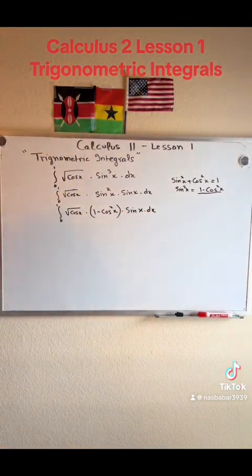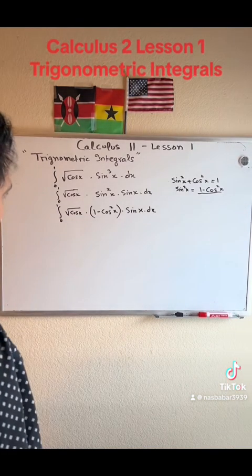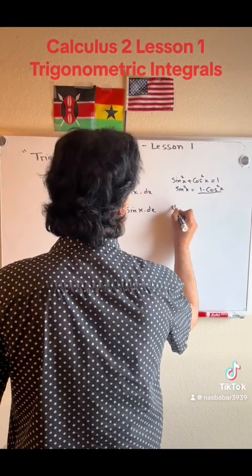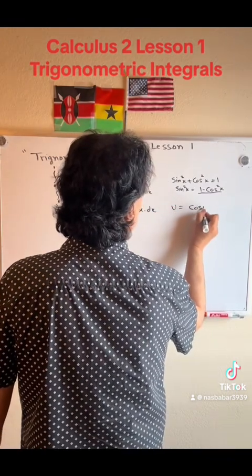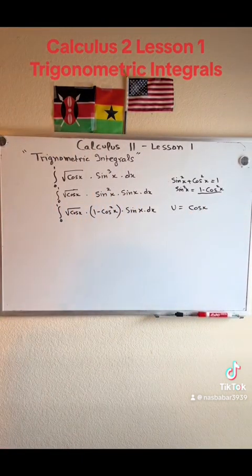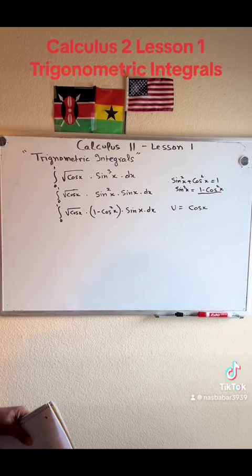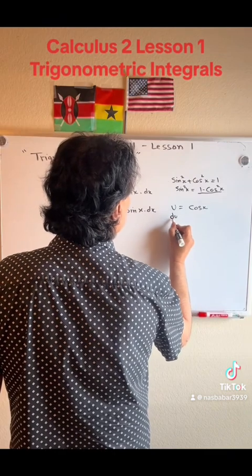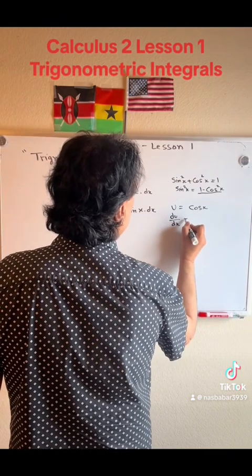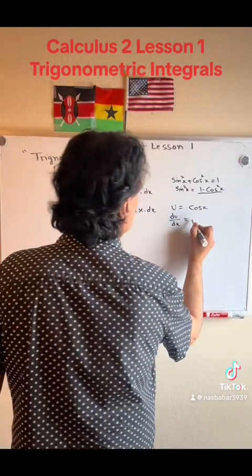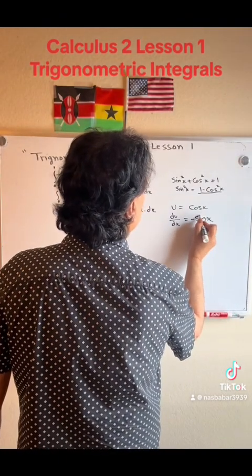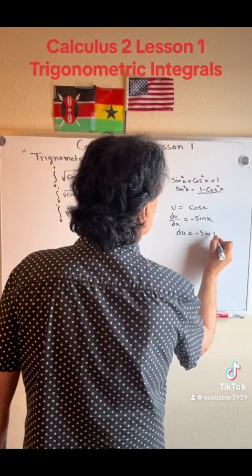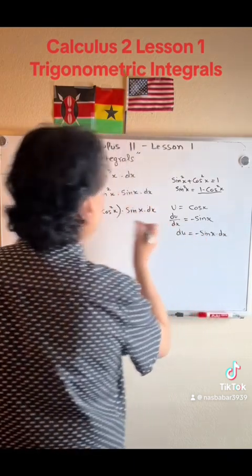All right, now we have to do substitution. So how are we going to do substitution? We're going to say, let u be equal to cosine of x. We've been doing substitution in Calculus 1, but we're going to use that in Calculus 2 also. So if I take the derivative of u with respect to x, it is going to be minus sine x. Then I can say du is equal to minus sine x times dx. Would you not agree with that?